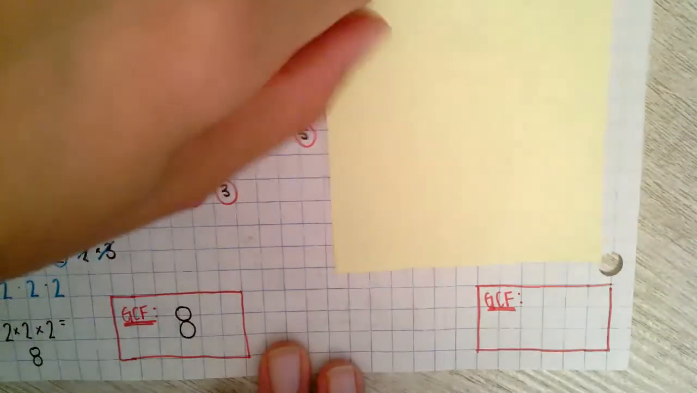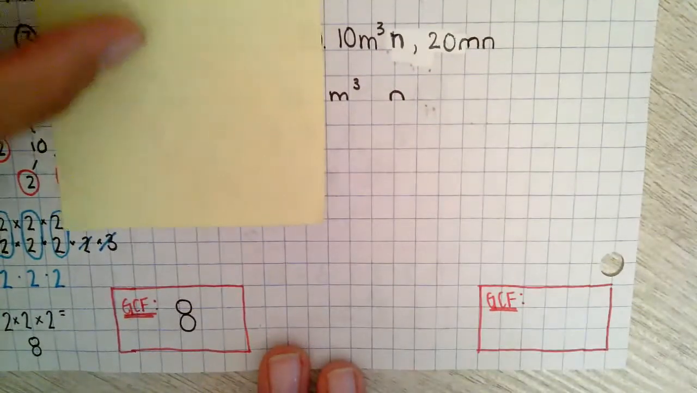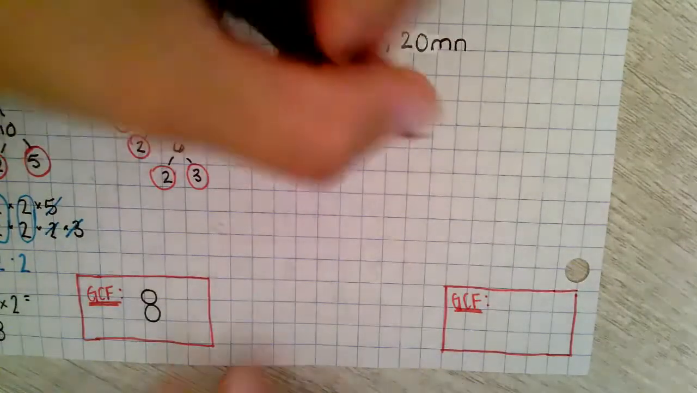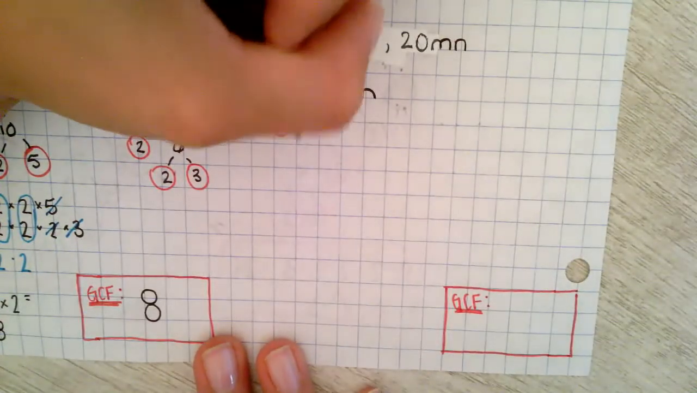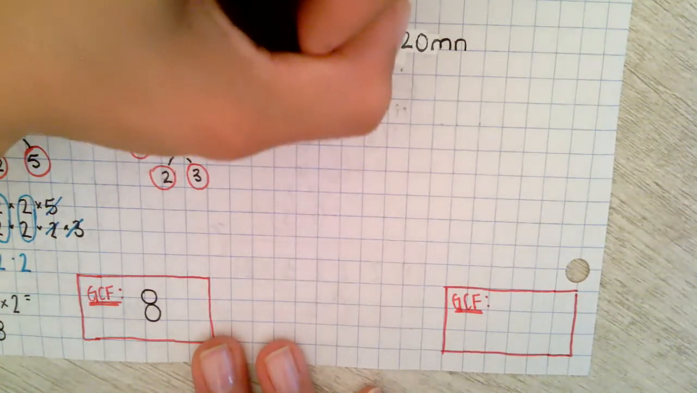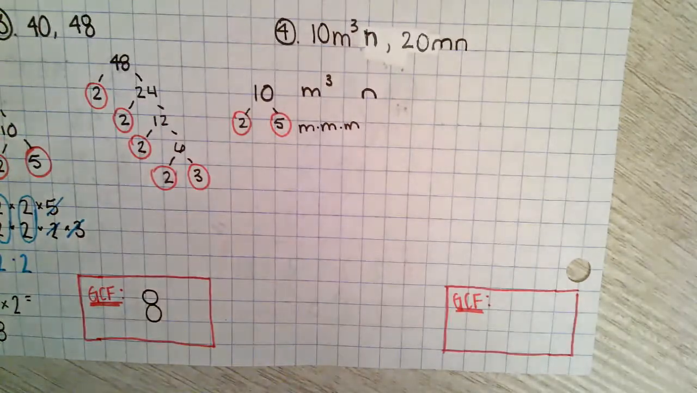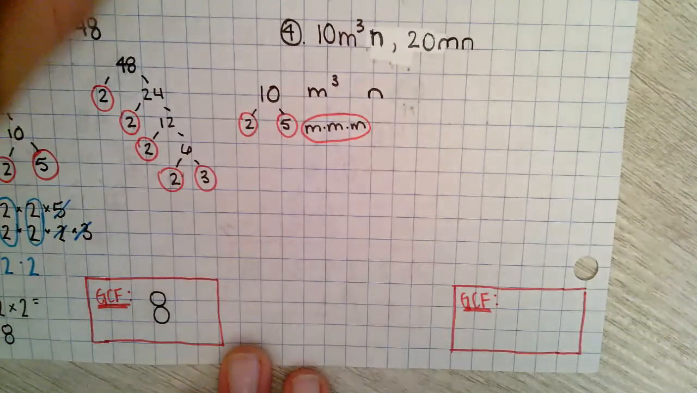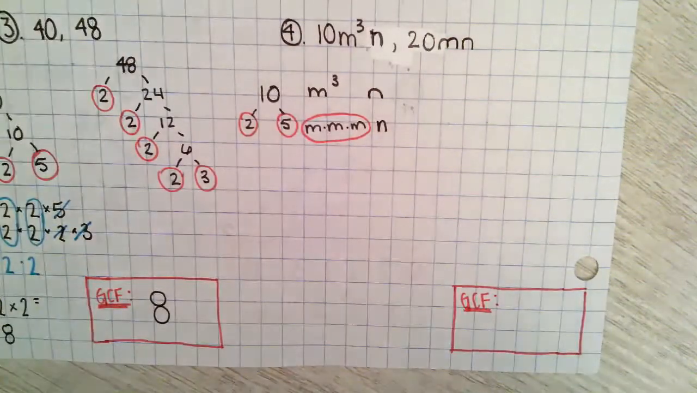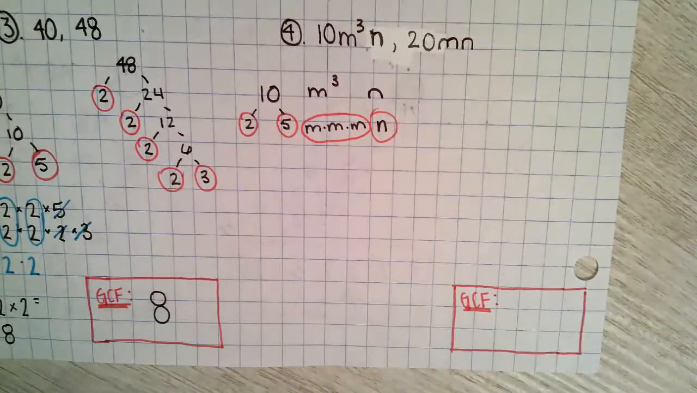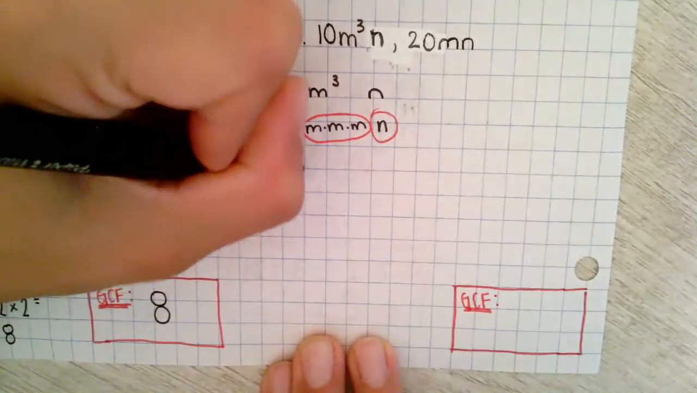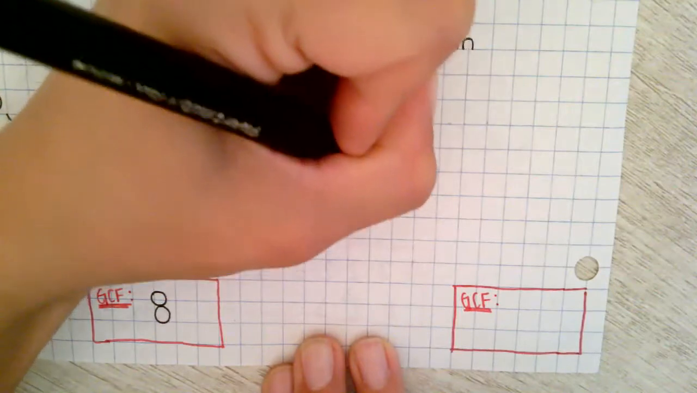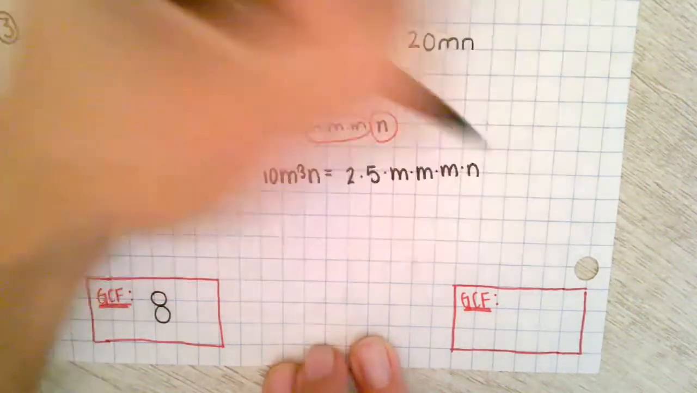Now I'm going to pause and look at just m cubed. I don't need the sticky note anymore, we got this. If we recall, all we have to do for this is m times m times m. 3 different m's, that's it. And then finally, my n, there's just one n. I just leave it. So the prime factorization of 10m cubed n equals 2 times 5 times m times m times m times n.